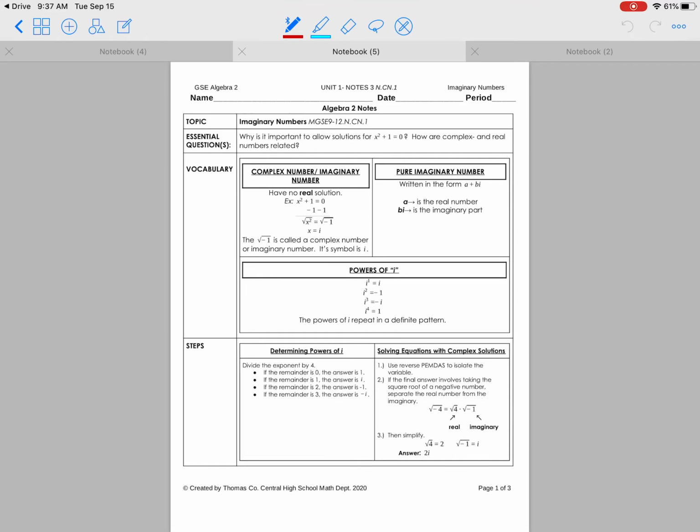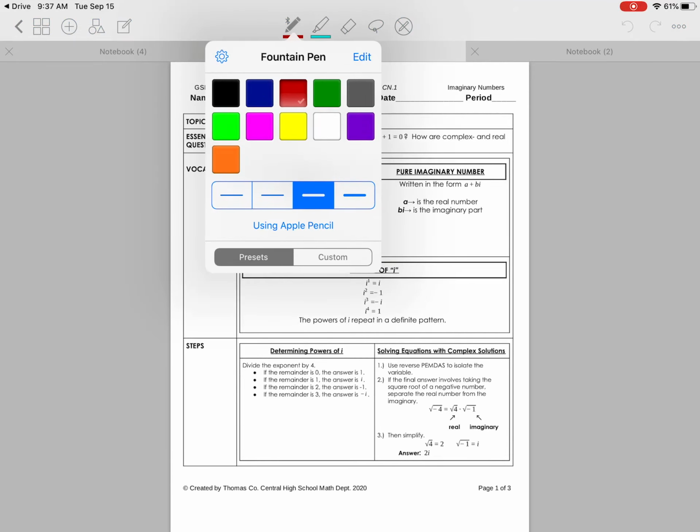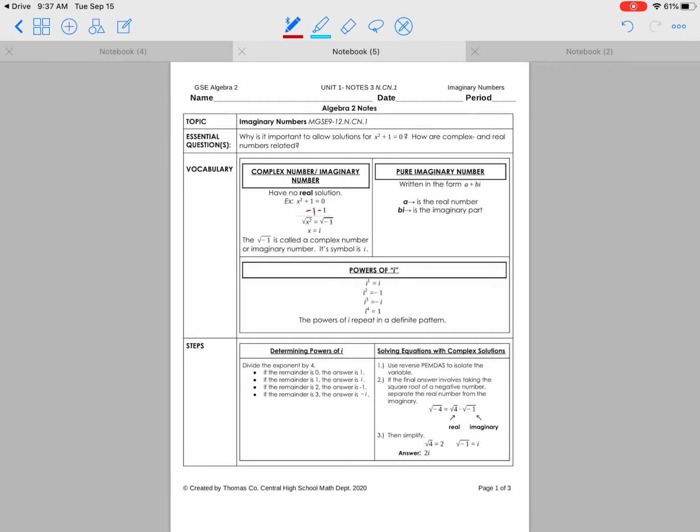So if you look at this first box here, it says I have no real solution. So if you look at x squared plus 1 equals 0, to solve this, I'm going to subtract the 1 on both sides. And then I get x squared equals negative 1. And to solve for x, I have to take the square root of both sides. So I'm going to get x equals the square root of negative 1, which is what we call an imaginary number. It is i. The square root of negative 1 is always the symbol i.